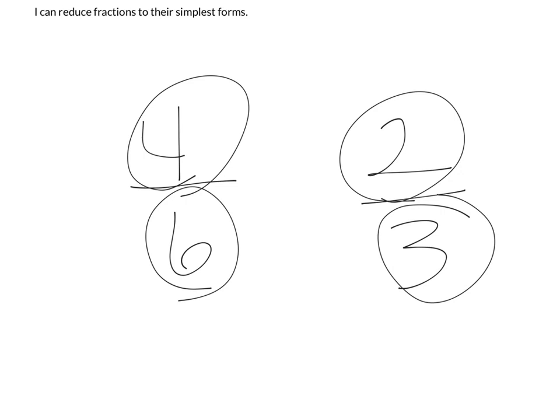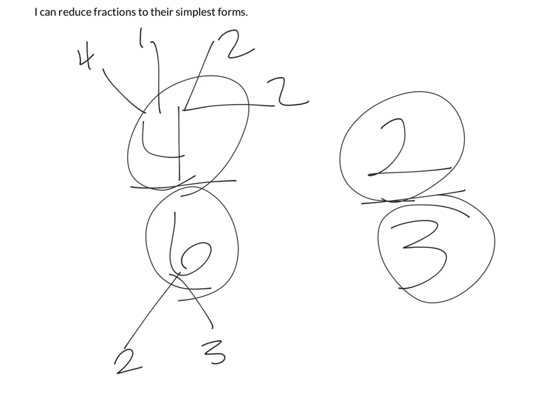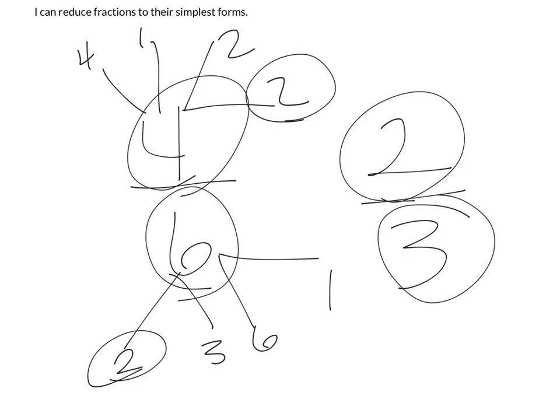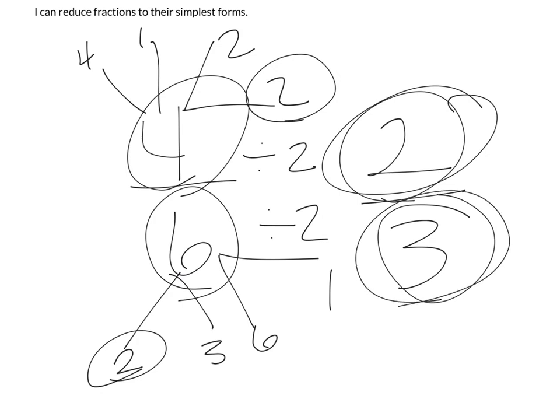And if we factor out 4 and 6, we know that 4's factors are 4, 1, and then 2 times 2. 6's factors are 2, 3, 6, and 1. So the largest factor that they share is 2. So I can divide the top by 2 and the bottom by 2 to reduce this fraction. 4 divided by 2 would be 2, and 6 divided by 2 would be 3.